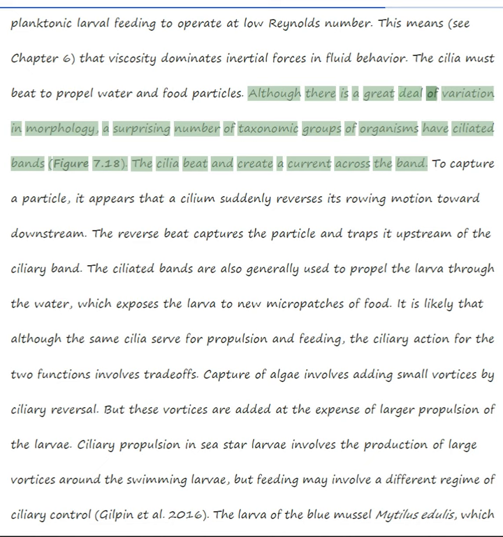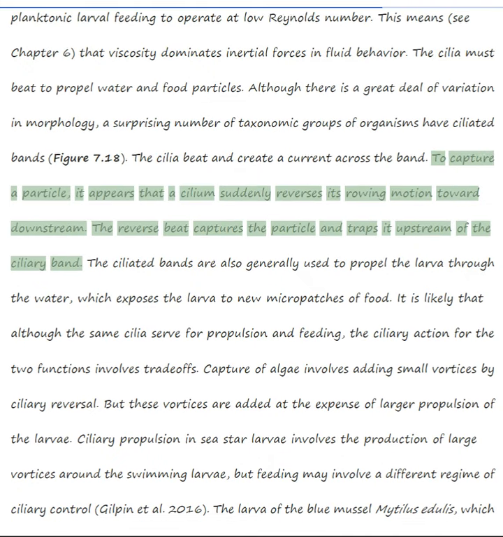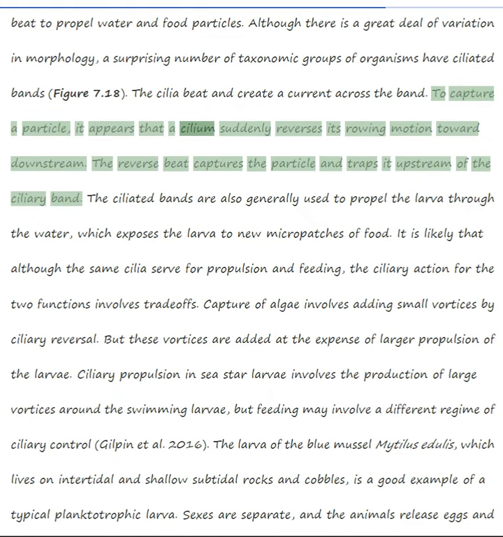Although there is a great deal of variation in morphology, a surprising number of taxonomic groups of organisms have ciliated bands. The cilia beat and create a current across the band. To capture a particle, it appears that a cilium suddenly reverses its rowing motion toward downstream. The reverse beat captures the particle and traps it upstream of the ciliary band.